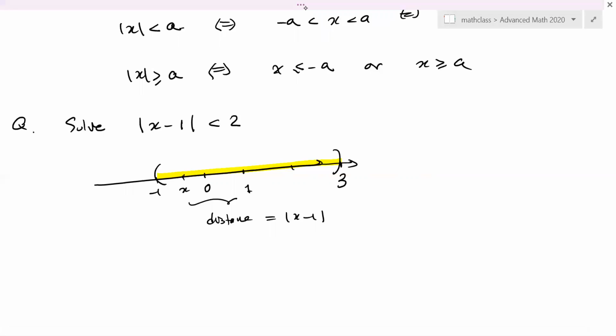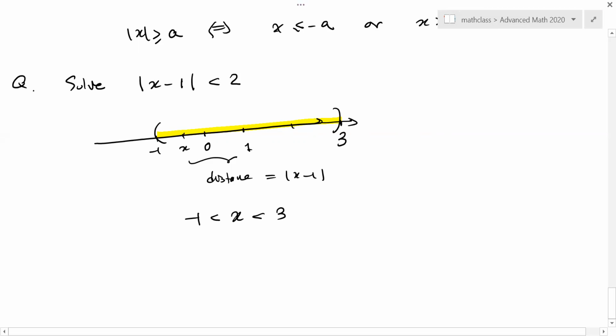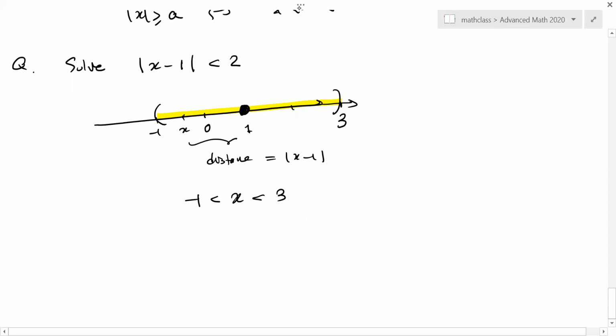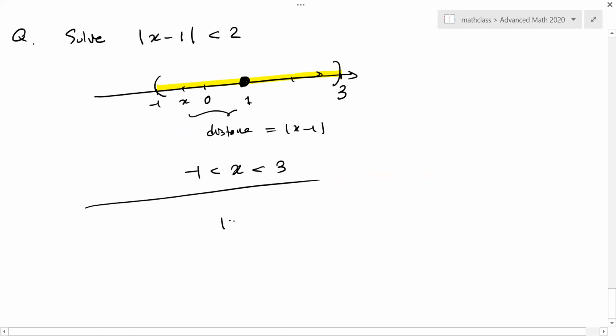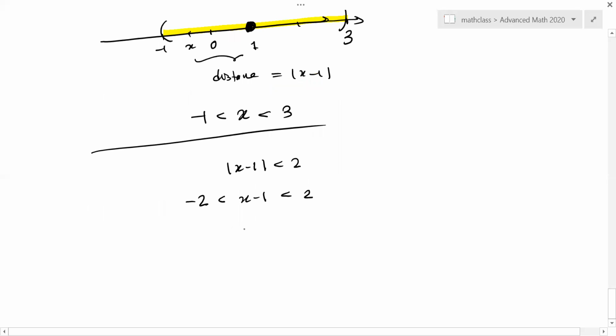So that will be x less than 3 and greater than negative 1. That's the center of the interval, which is 1. Now, if you don't want to use a picture, you can solve it in the following way. |x - 1| less than 2 is equivalent to x - 1 less than 2 and greater than negative 2. Then you add 1 to all sides, and the left-hand side is negative 1, the right-hand side is 3. So you get the answer. Okay?